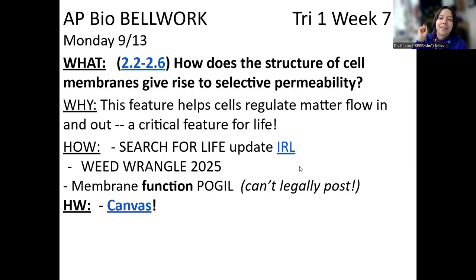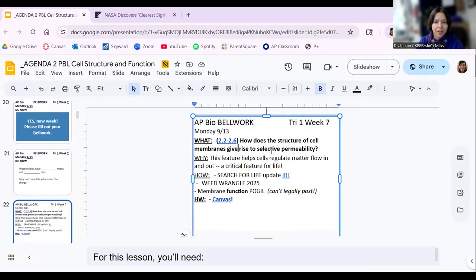Today, we're thinking about how the structure of cell membranes gives, oh my goodness, Dr. Milk, subject verb. How does structure give rise to selective permeability? How does structure give rise? I don't know. I don't know anymore.